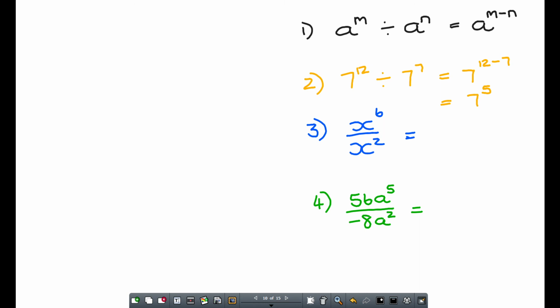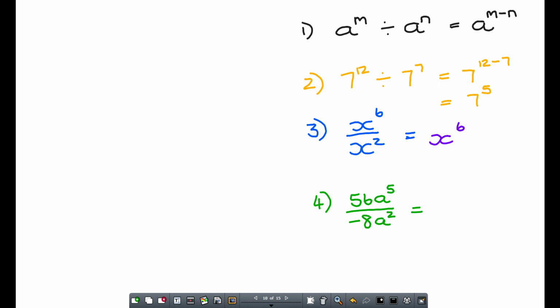Okay, now number 3 is what I was talking about just now. Can you see, instead of writing x to the power of 6 divided by x to the power of 2, I give it to you in the form of a fraction. Don't write this, I'm just showing. That's the same as x to the power of 6 divided by x to the power of 2. We're just giving it to you in a different form.